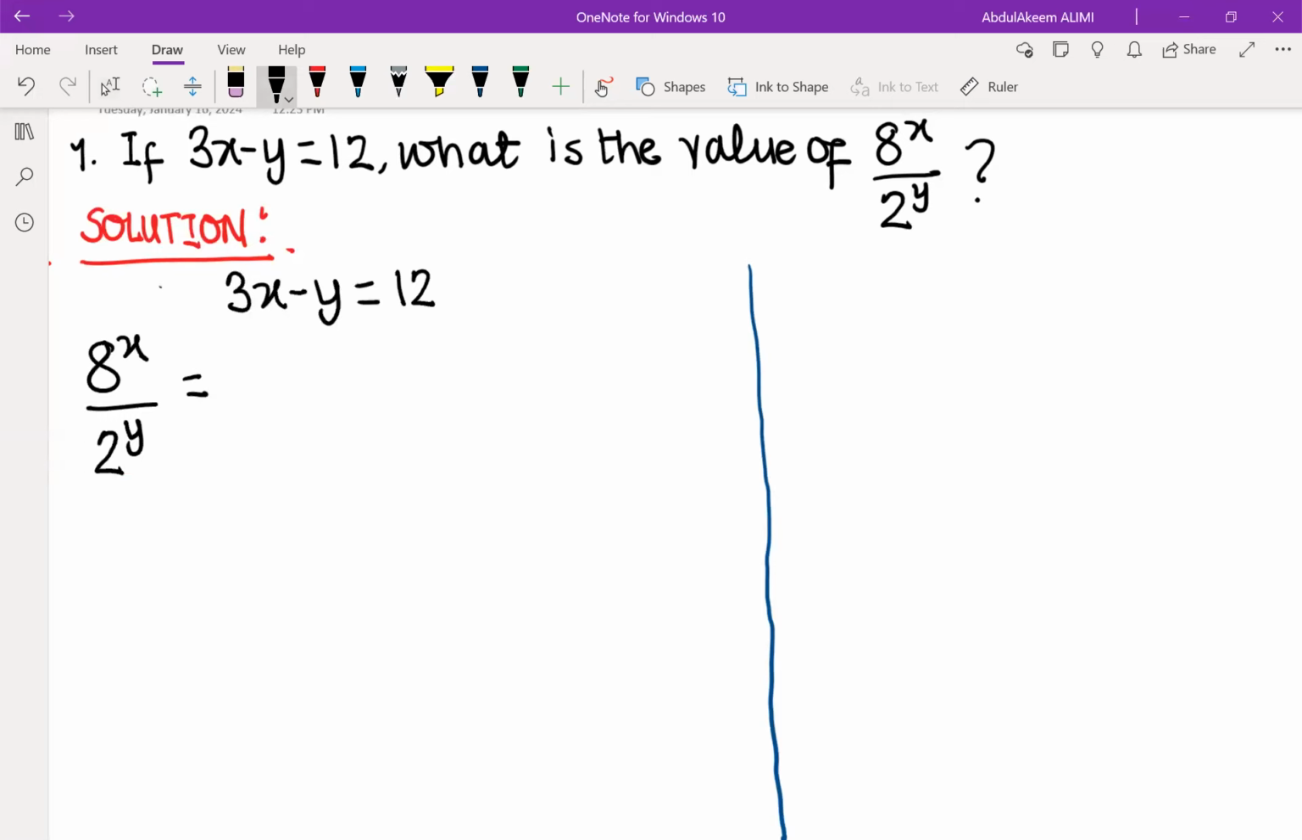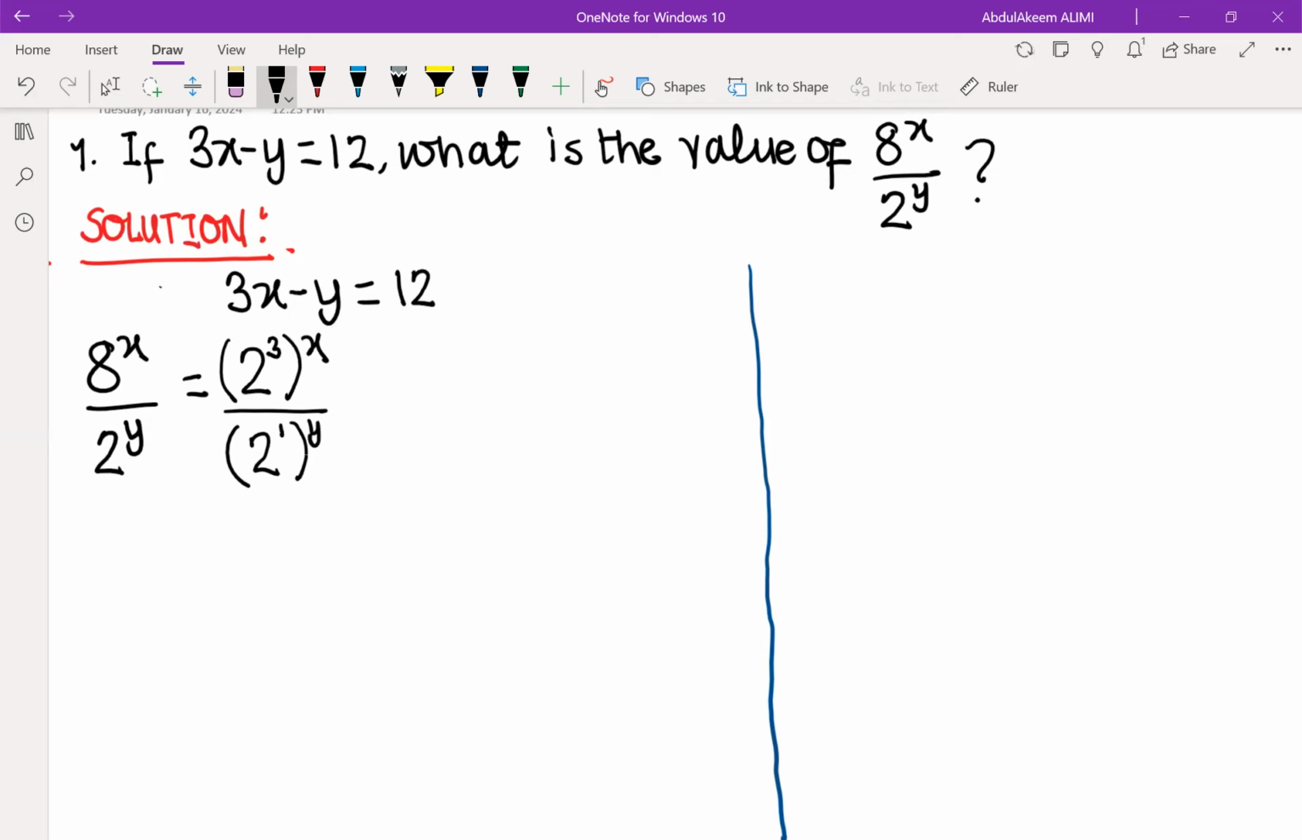We have something common there. We know for a fact that 2 is a factor of 8, while 8 is a multiple of 2. So we can express both the numerator and denominator as an index number, a number with power. What do I mean? I can rewrite my numerator as 2 raised to power 3, all raised to power x, divided by 2 raised to power 1, all raised to power y. Because 2 raised to power 3 gives us 8 and 2 raised to power 1 gives us 2.